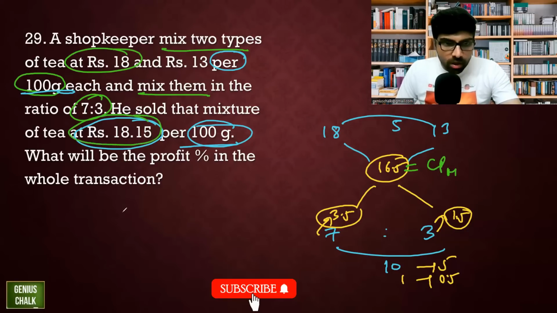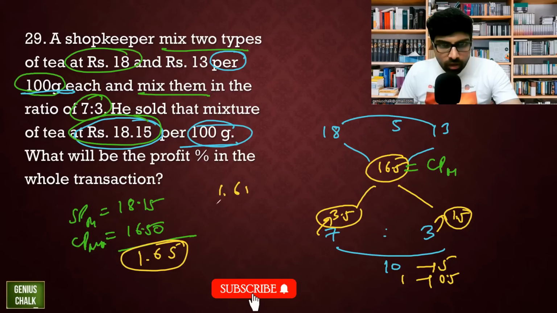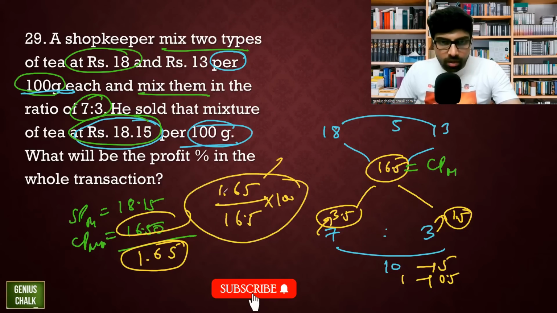Now selling price of mixture is 18.15. Cost price of the mixture is 16.50. Can you find the profit percent? Yes. So what is the difference? That is the profit. The difference is 1.65. 1.65 by cost price, that is 16.5 into 100. That is 10%, because it is 10% of this. So it is 10% profit as the answer of the question.